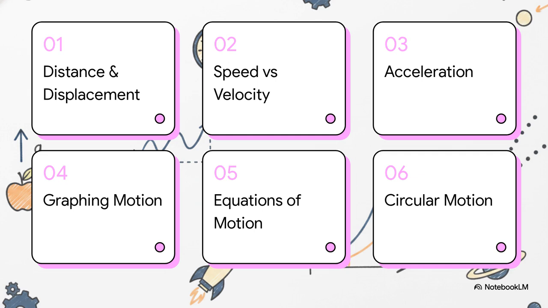Okay, let's take a quick look at our agenda for today. We're going to cover 1. Distance and displacement, 2. Speed versus velocity, 3. Acceleration and changing pace, 4. Graphing object motion, 5. The equations of motion, and finally, 6. Uniform circular motion. Let's get right into it.